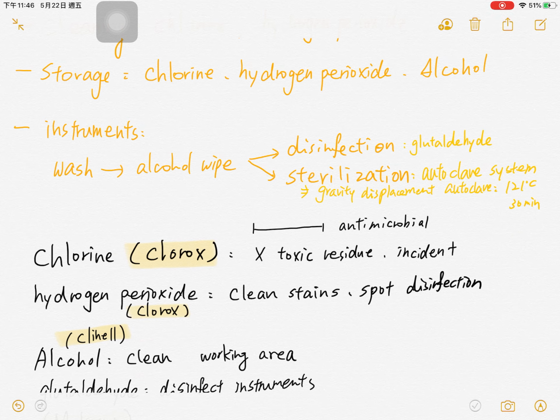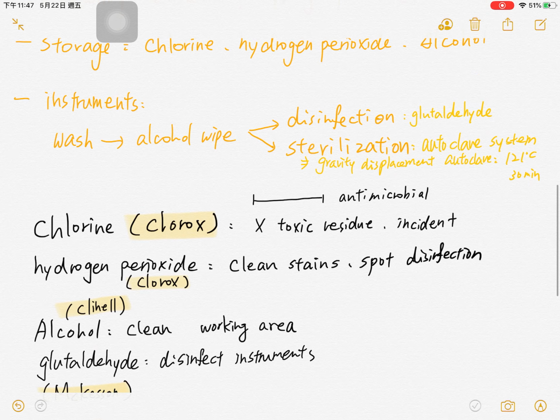For the materials that are non-critical, we will send them into the disinfection process, such as a face bowl or mixing bowl. And with these products, we will use glutathione to disinfect them.